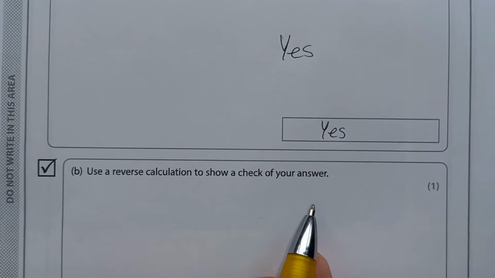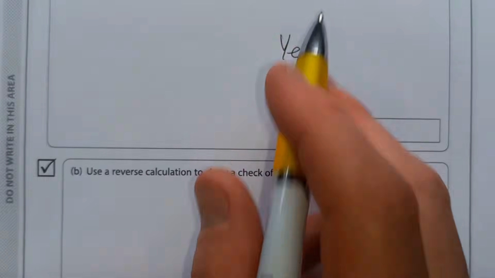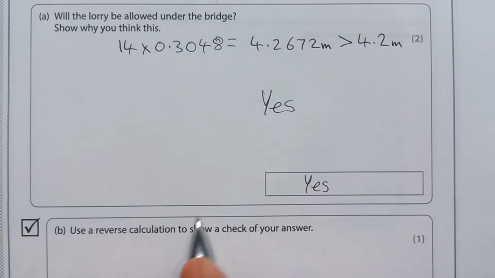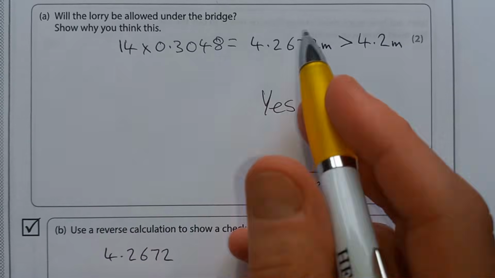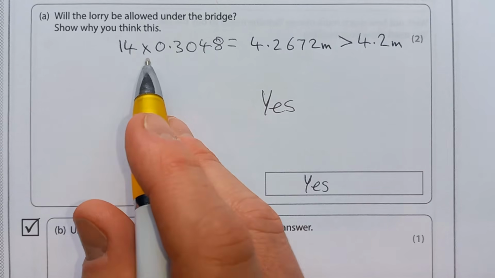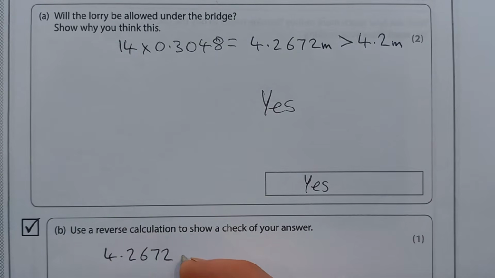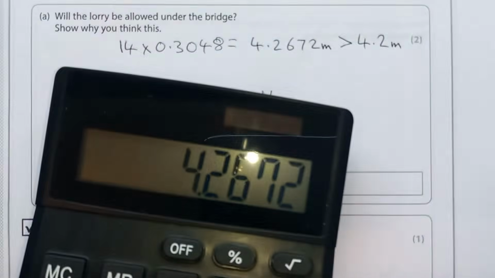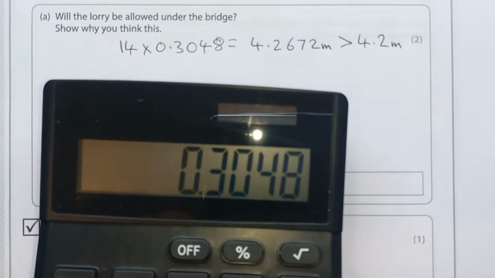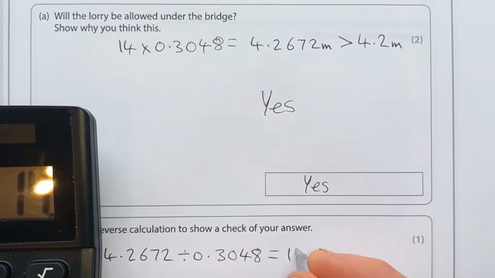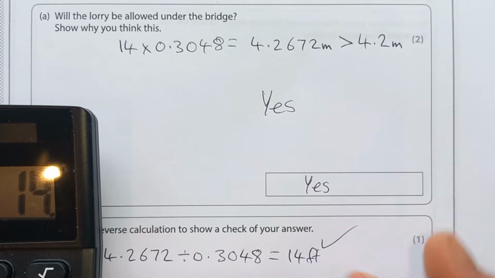Use a reverse calculation to show a check of your answer. Alright, so let's start with the answer that we had, which was the 4.2672, and we'll do the opposite. So instead of multiplying by 0.3048, we're going to divide by 0.3048. And if we do that, we've still got this answer in here. Divide it by 0.3048. We do in fact get back to 14 feet, which is what we want.